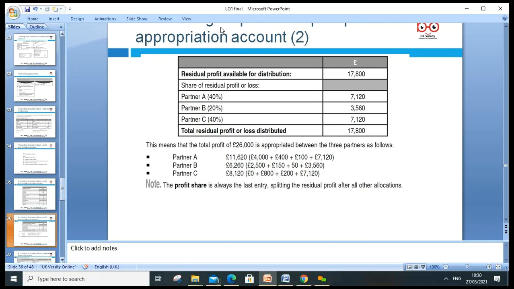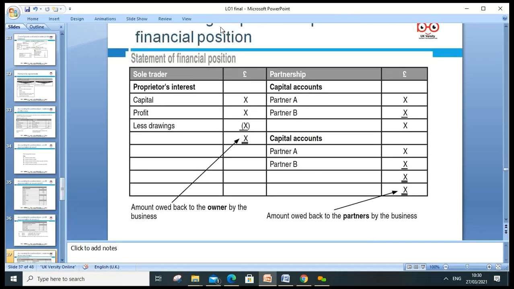Okay, but do I need to do a revaluation account or something, or no? We don't need to do anything. No, you have to do partners' current accounts and partners' capital accounts, and the balance sheet.